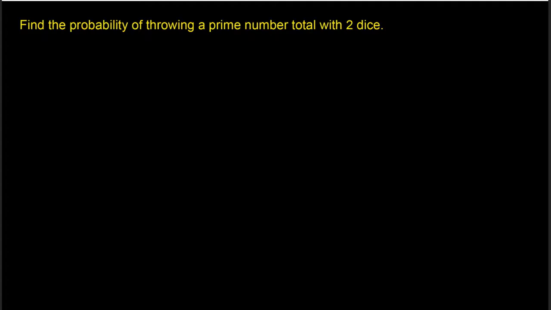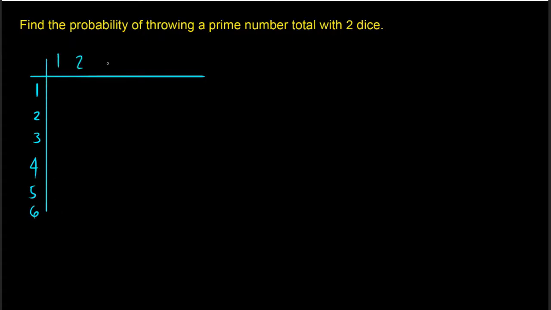Next, find the probability of throwing a prime number total with 2 dice. Okay. So, in our class, we have made a table of this. Now, let's see here. I'll just recall it. We have 2 dice. So, we have 1, 2, 3, 4, 5, and 6. And an easy way to make the table is this. 1, 2, 3, 4, 5, and 6.